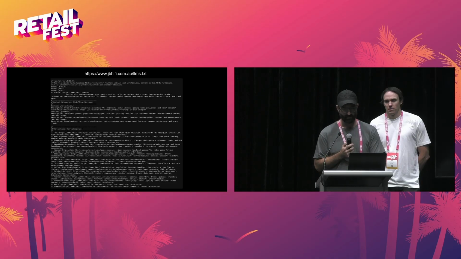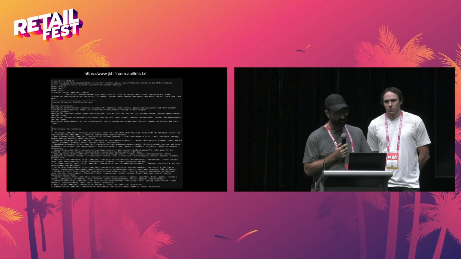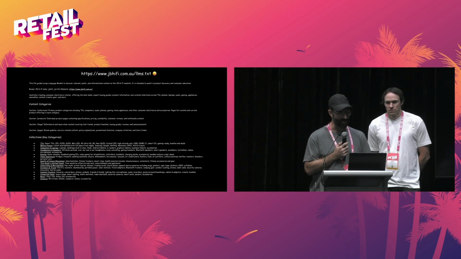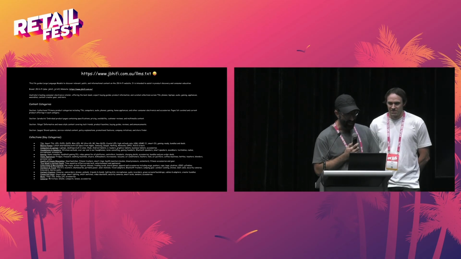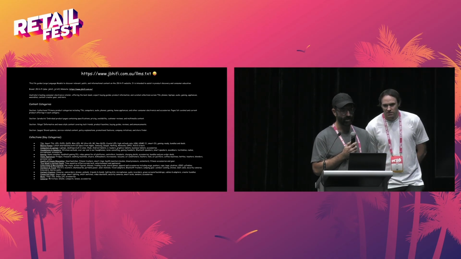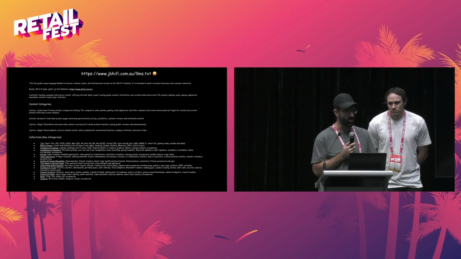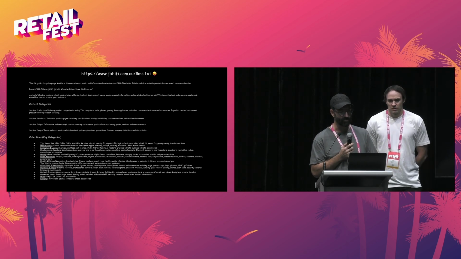So this is what it looks like. If you're glazing over a bit because it looks really technical, I've put it in Comic Sans and formatted it a bit better. So that shows you what it's saying. It's telling you what the main categories are, giving you a little rundown of the store, your main collections. That's an example of JB Hi-Fi's one.